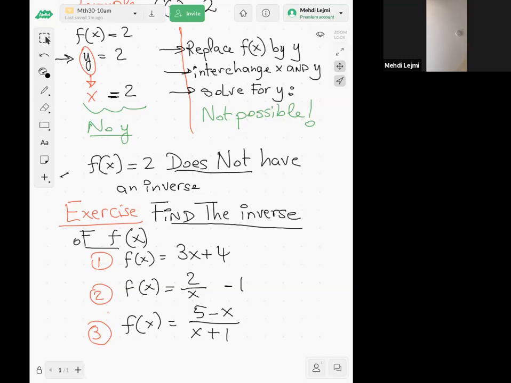Please let me know, guys, if you have any questions about the steps. It was just the last step, when you solve for y, be careful because sometimes it's not obvious. We'll see, especially with number 3, I guess.